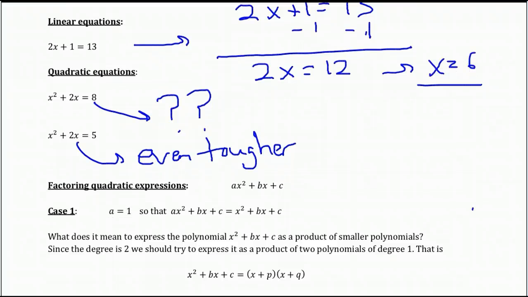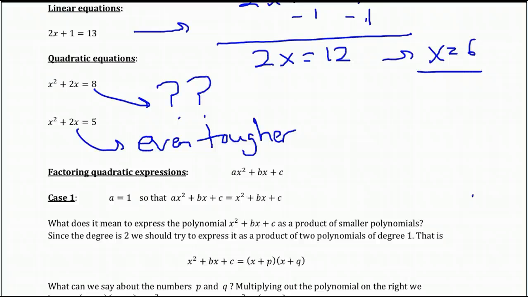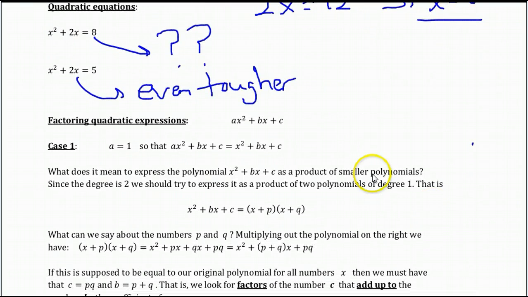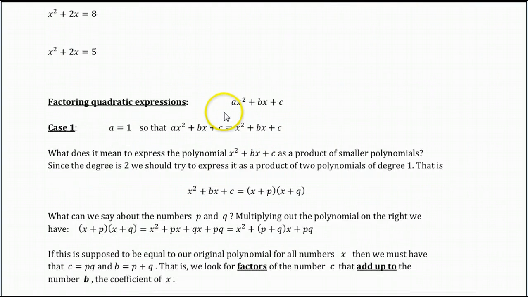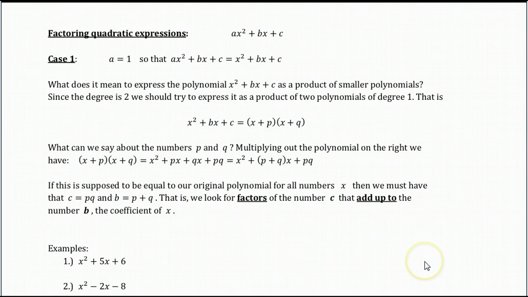Okay, so now we're going to move on to talk about factoring quadratic expressions of the form ax squared plus bx plus c. And we're going to do this by breaking it into two cases. One, where the coefficient of x squared is assumed to be 1. So we're really just looking at this kind of polynomial, x squared plus bx plus c. Now, what do we want to do? We want to be able to factor it.